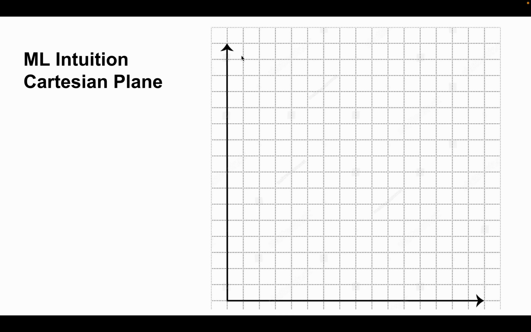So on the x-axis, we are tracking the study hours, how many hours any student studies, and on the y-axis I am tracking the exam score. So each student is a single point here. So let me draw a point here.